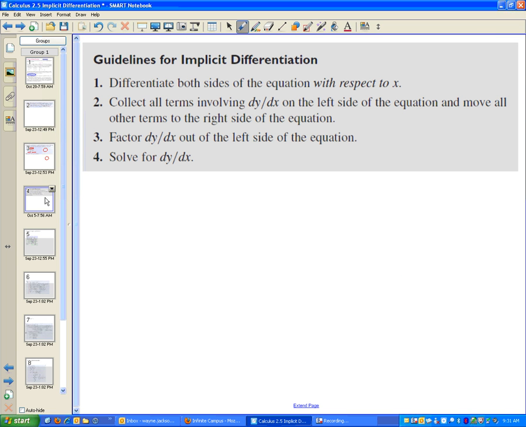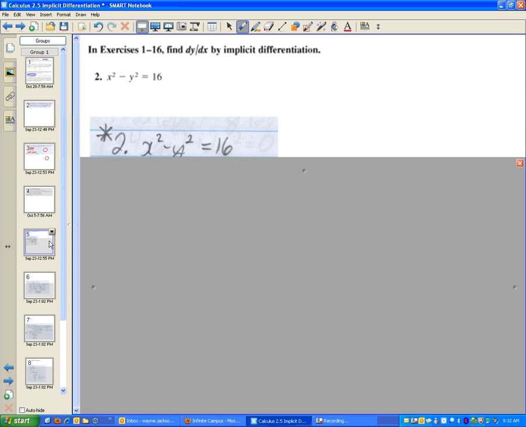Now, these guidelines, which are on page 142, will actually make more sense after I've worked an example or two. We're going to differentiate both sides of the equation with respect to x. Then we're going to solve it for dy dx. So, differentiate, solve for dy dx. And that's what steps 2, 3, and 4 are, the steps that you have to go through to solve for dy dx. Let's begin with number 2.